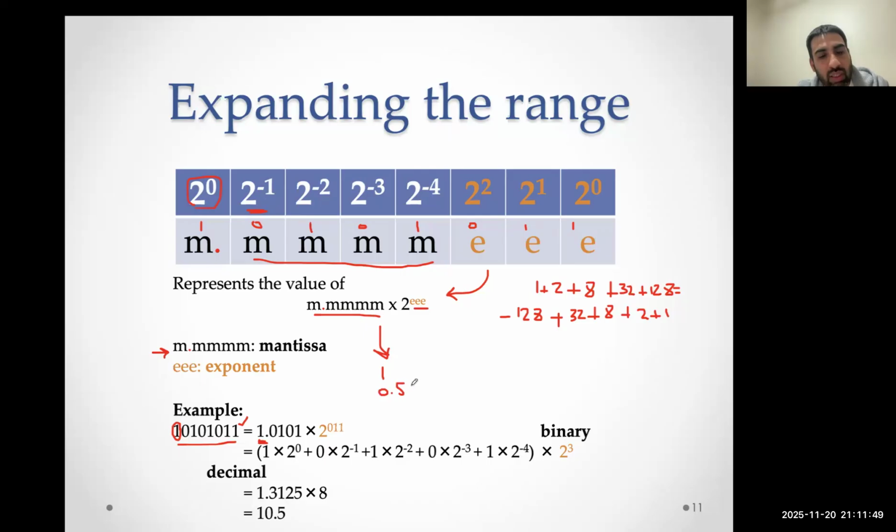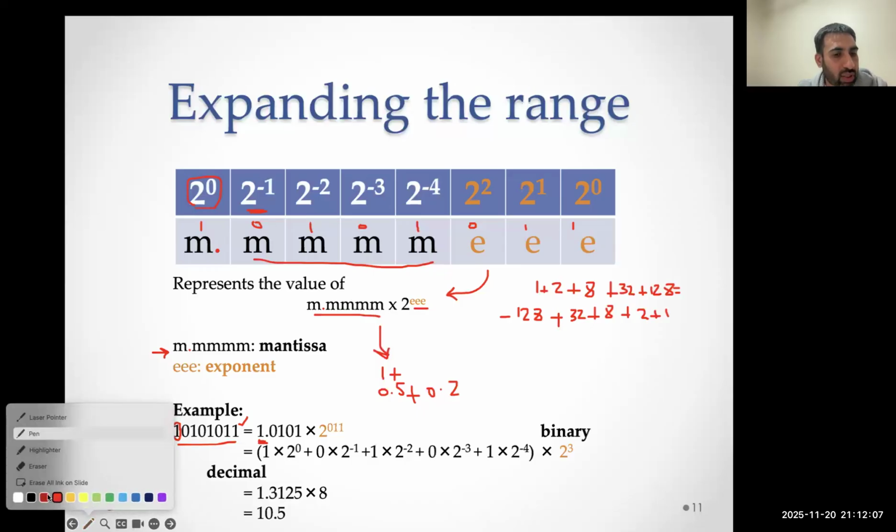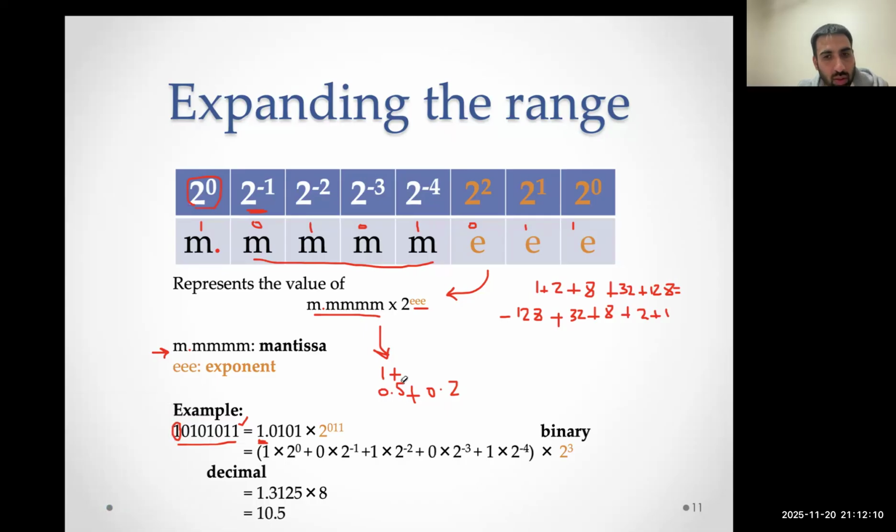This one plus 2 raised to power minus 2 is 0.25. Sorry, because we have the bit 0 here, let me simply erase it, right? So here we have bit 1, so it becomes 0.25. Next bit is again 0, so it becomes 0. Doesn't matter what the weight is because the bit value itself is 0.